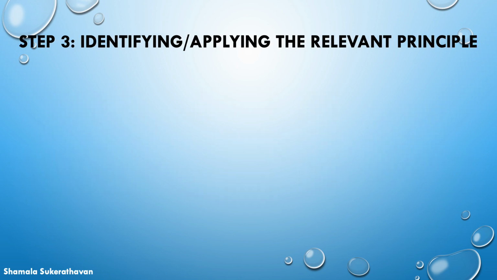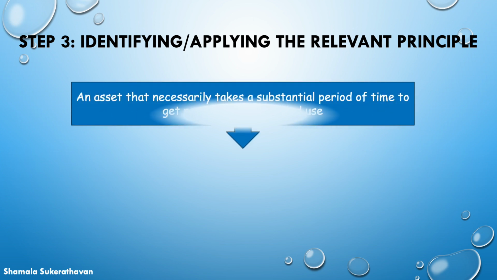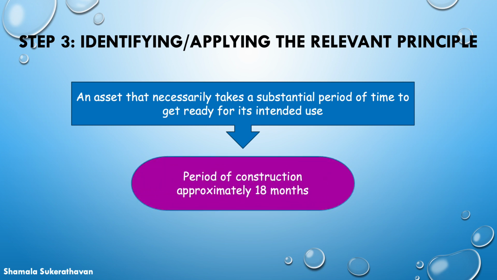Furthermore, the administrative office meets the definition of a qualifying asset set out in IAS 23. A qualifying asset is one that necessarily takes a substantial period of time to get ready for its intended use. Although IAS 23 does not quantify the term substantial period of time, an asset that normally takes more than a year to be ready for use will usually be a qualifying asset. Therefore, since the period of construction is approximately 18 months, this indicates that the administrative office is a qualifying asset.